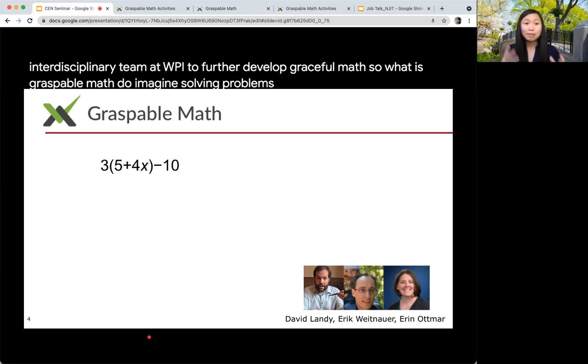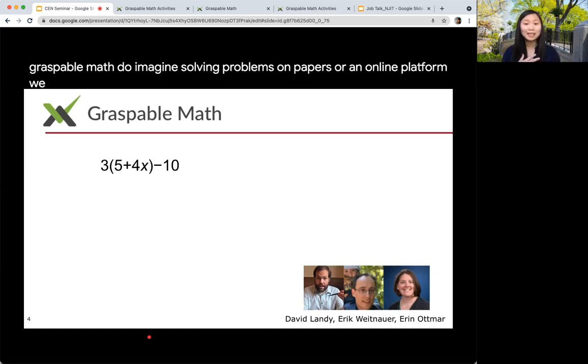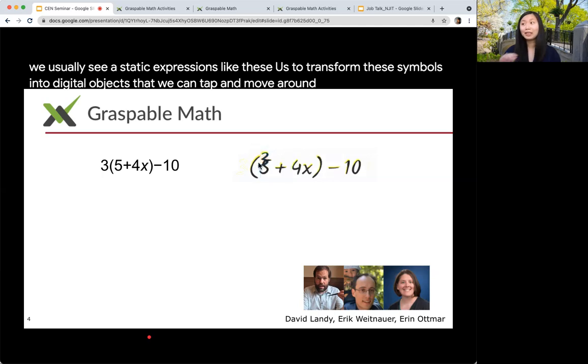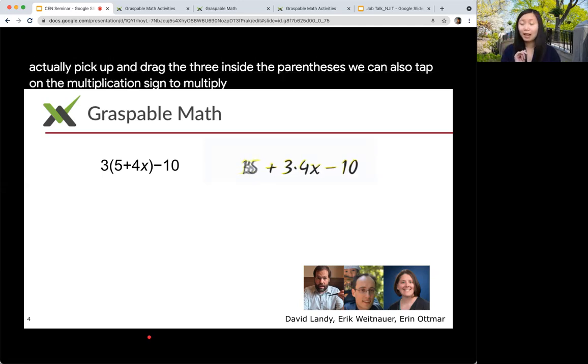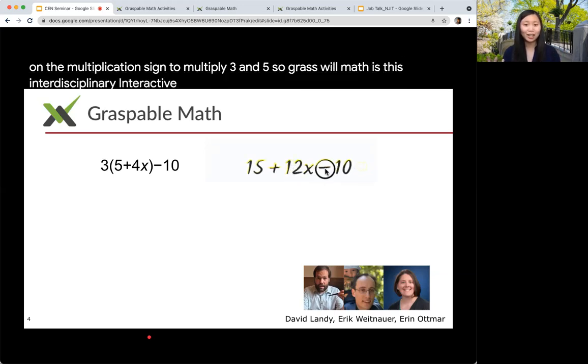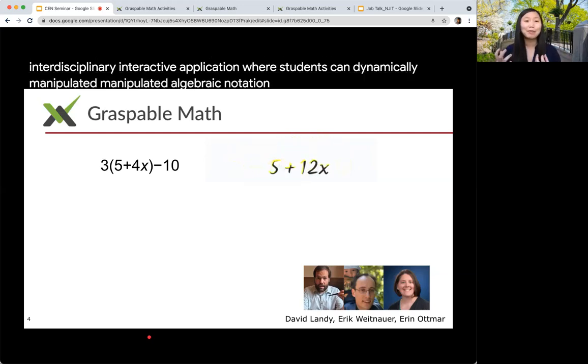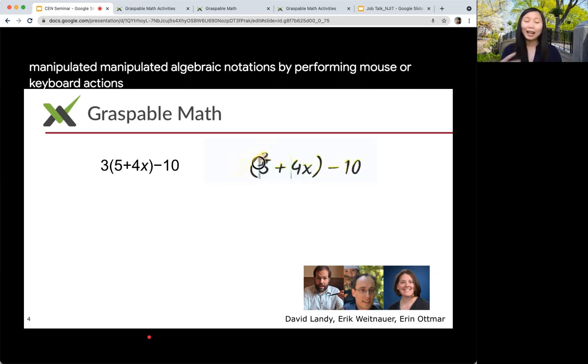Imagine solving problems on paper or in an online platform. We usually see static expressions like these. Now, technology allows us to transform these symbols into digital objects that we can tap and move around. For example, we can pick up and drag the 3 inside the parenthesis. We can also tap on the multiplication sign to multiply 3 and 5. So Graspable Math is an interactive application where students can dynamically manipulate the algebraic notations by performing mouse or keyboard actions that apply the transformations to the expressions.